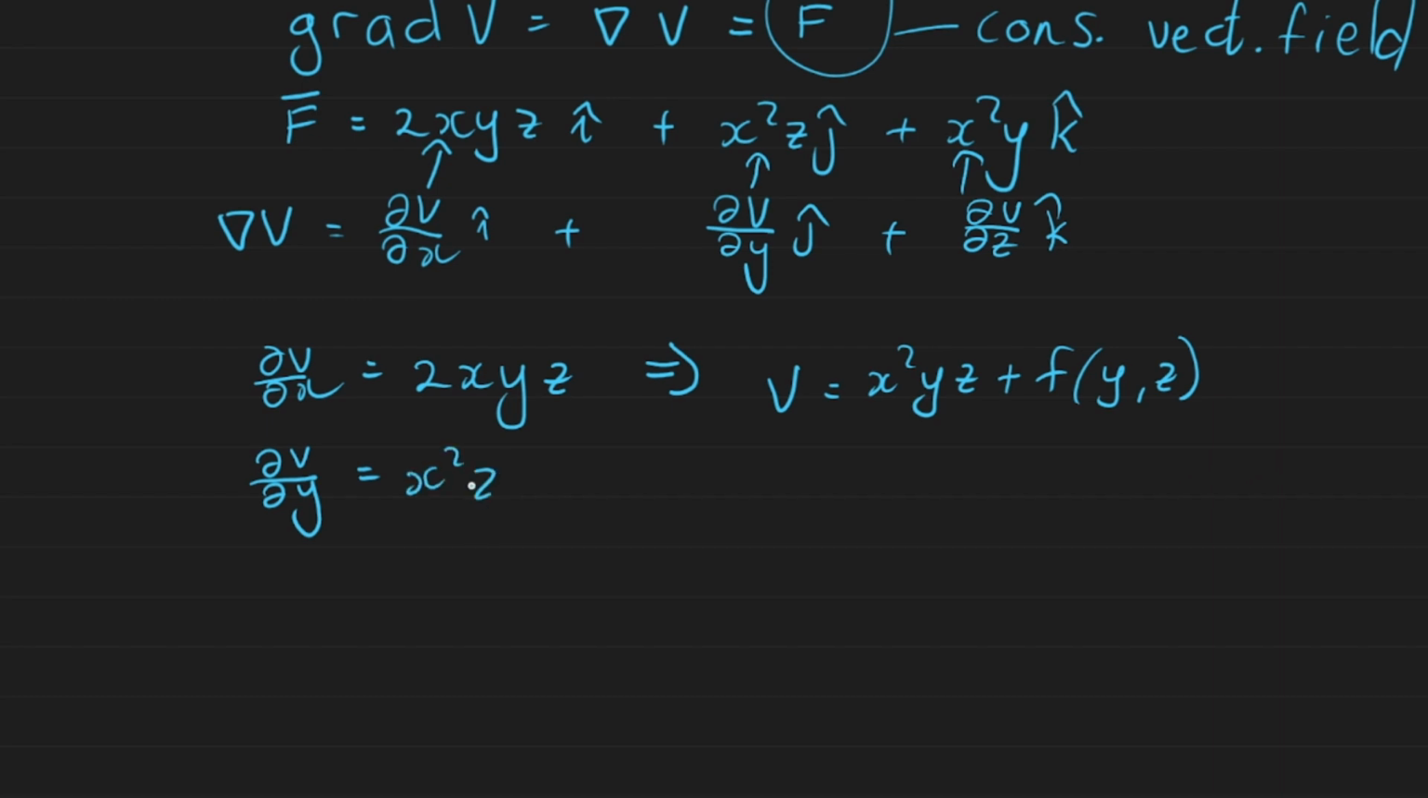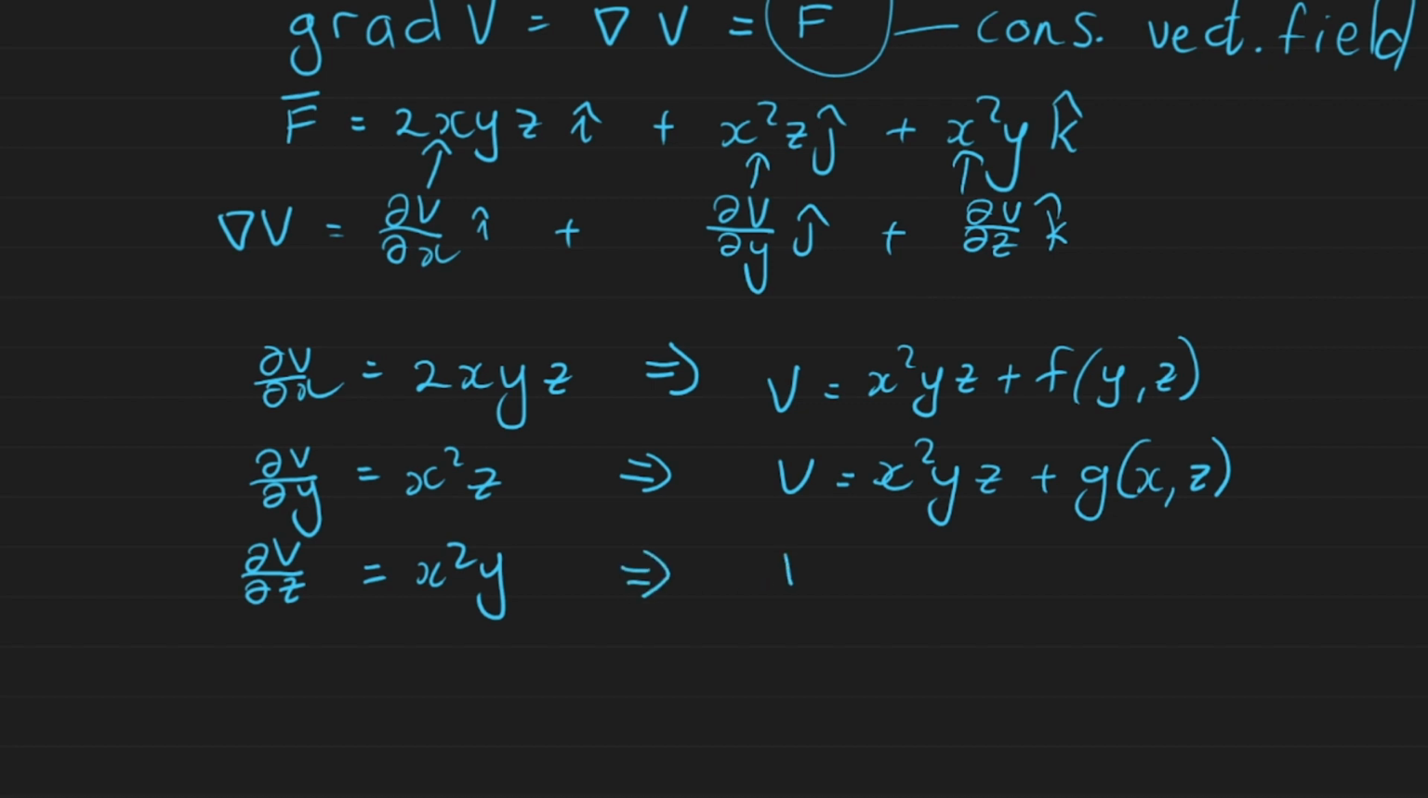x squared z. So if we find the integral of this with respect to y, we see that it is x squared yz plus some function of x and z. And lastly, if we find the derivative with respect to z, we see that it is x squared y, and then integrating this with respect to z, what we get is x squared yz plus some function of x and y. So what do we see? We see that these three are basically the same.